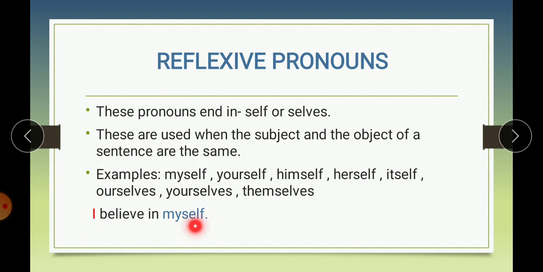मेरे लिए ही तो यूज हुआ है myself. And it is reflecting back to the subject I. So, when the subject and the object of the sentence are the same, we use reflexive pronouns. So, pronouns that end with self or selves are reflexive pronouns, and where are they used? When the subject and the object of the sentence are the same.